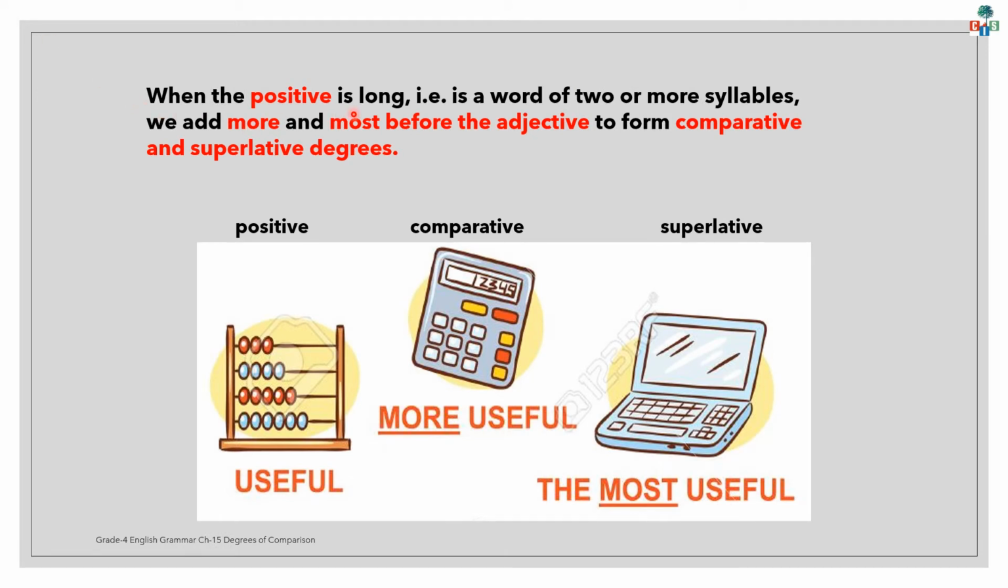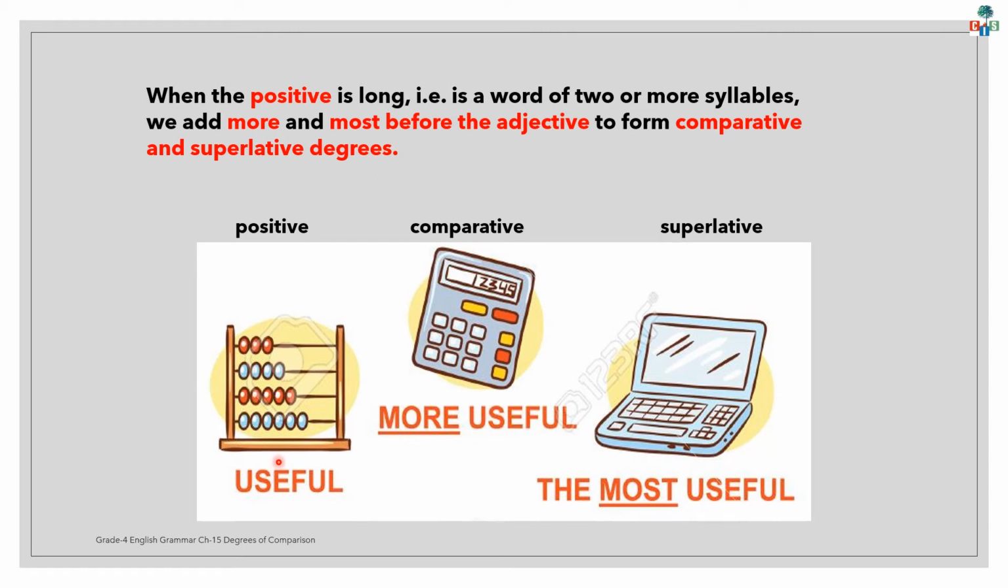When the positive is long, that is a word of two or more syllables, we add more and most before the adjective to form the comparative and the superlative degrees. Children, there are few adjectives that do not take an ER or EST to form the comparative degrees and the superlative degrees.